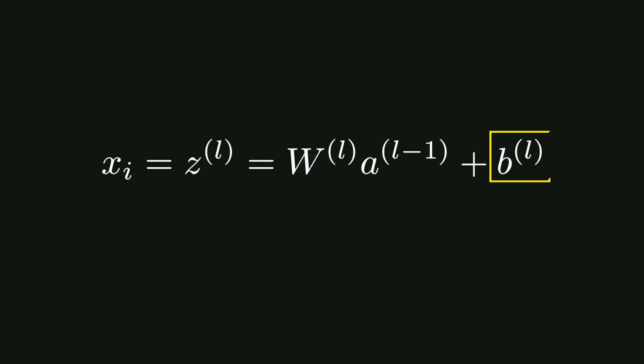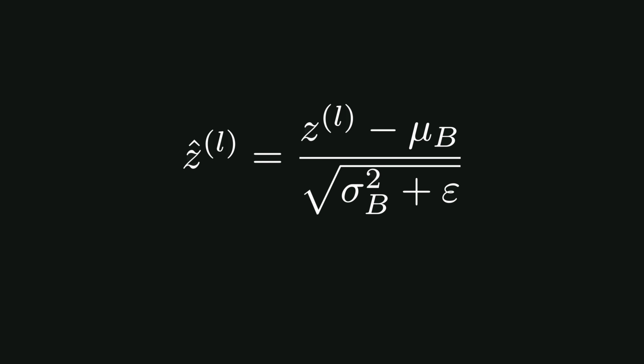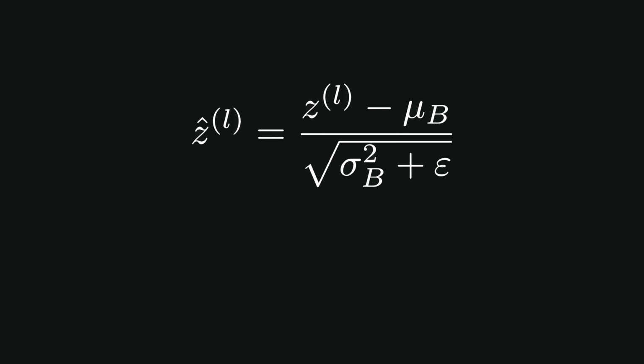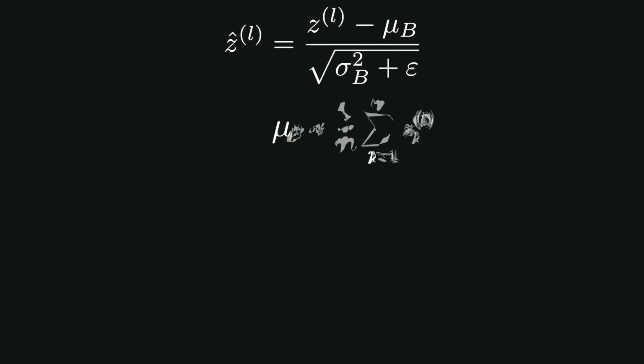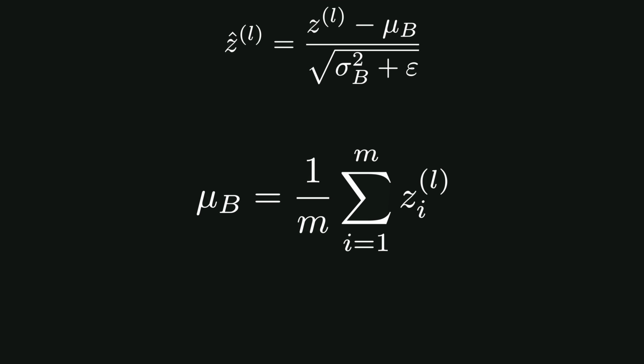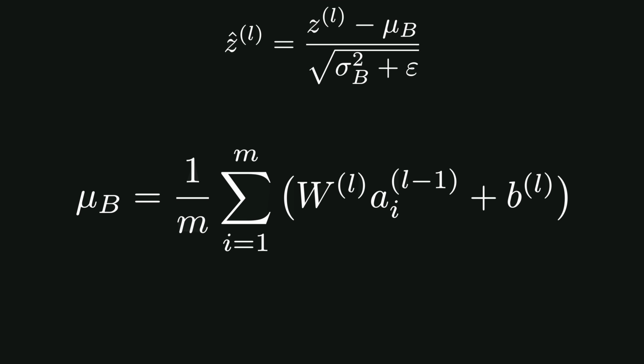Now, here is something interesting. The bias term in the layer becomes completely redundant when we use batch normalization. Let me show you why. Start with the normalization formula. We compute the mean of the pre-activations in the mini batch. Now, substitute the weighted sum.